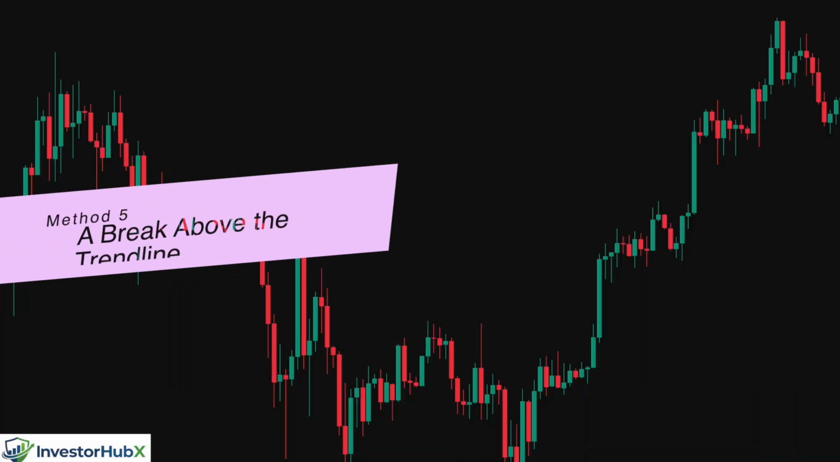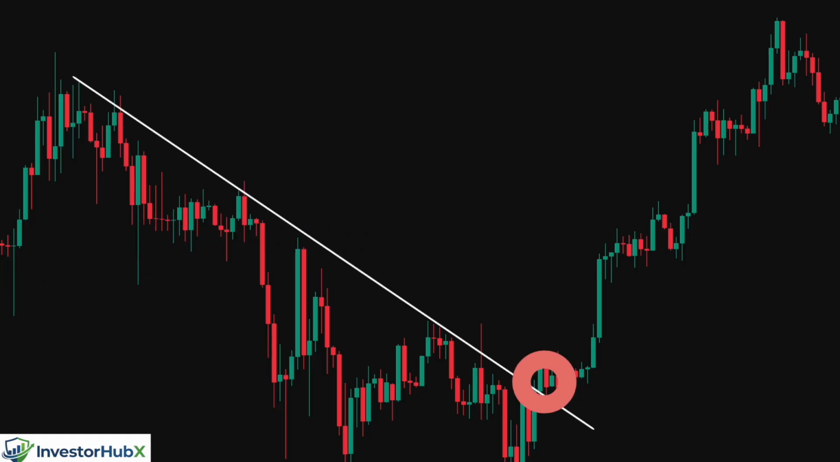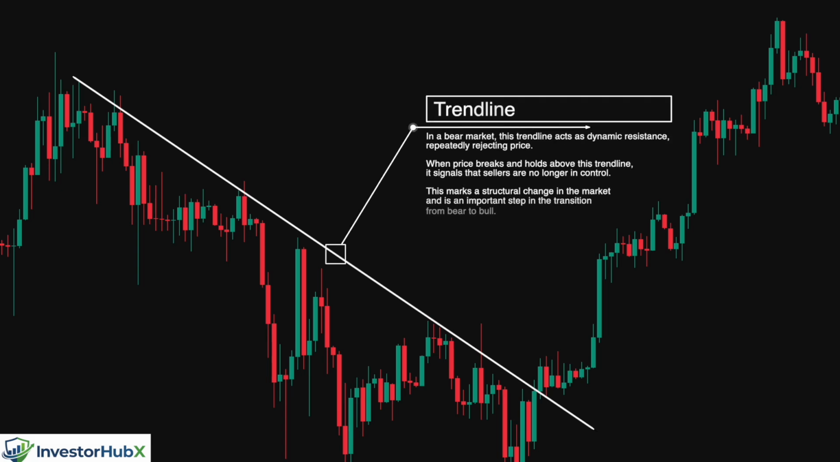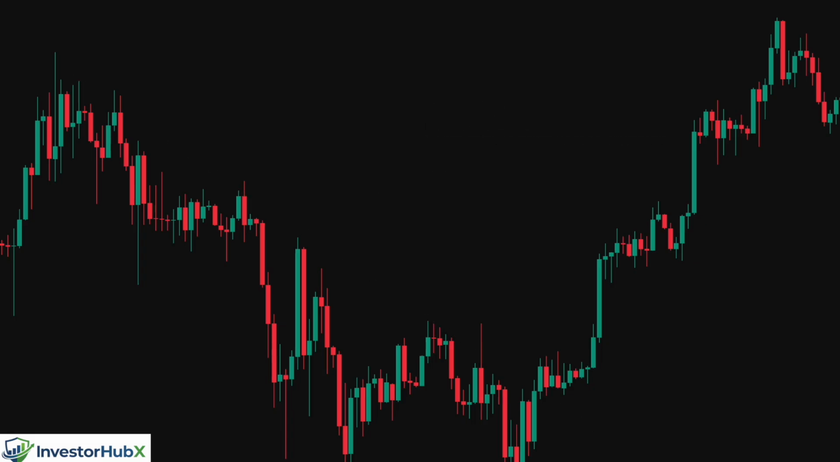Another key sign that a bear market may be ending is a break above the downtrend trend line. In a bear market, this trend line acts as dynamic resistance, repeatedly rejecting price. When price breaks and holds above this trend line, it signals that sellers are no longer in control. This marks a structural change in the market and is an important step in the transition from bear to bull.